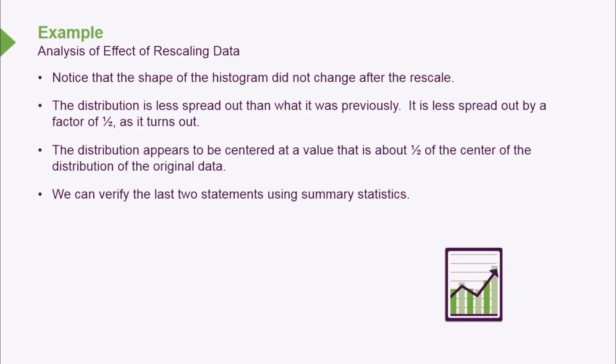So when we look at the effect of rescaling data, we note that the shape of the histogram doesn't change, and that the distribution, in this case, is less spread out than what it was previously. It is less spread out by a factor of 1/2 because we multiplied everything by 1/2. The distribution appears to be centered at a value that's about 1/2 of the center of the distribution of the original data set. And we can verify the last two statements using summary statistics. So let's do that.